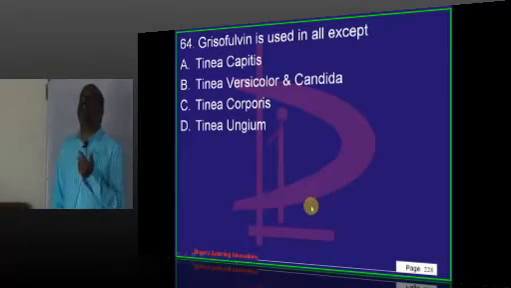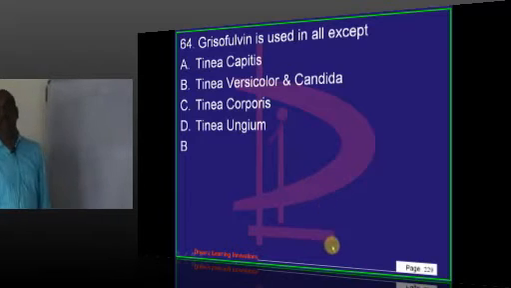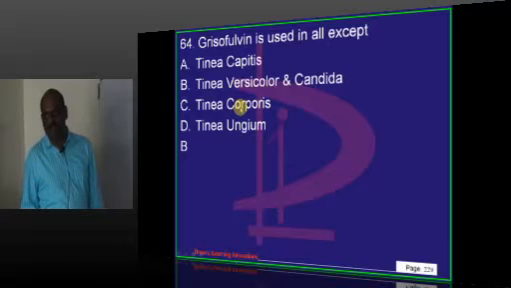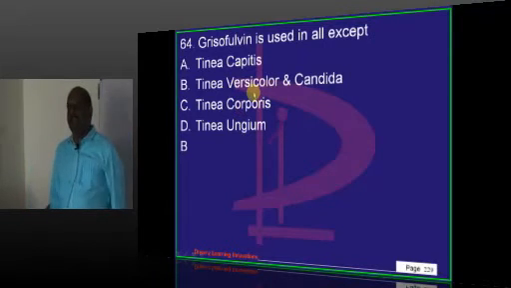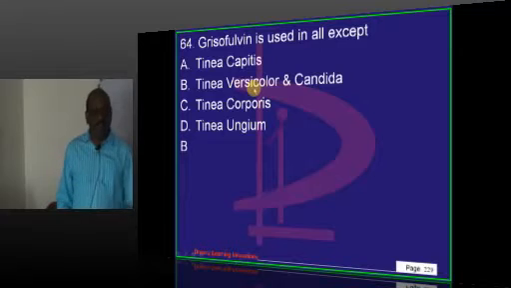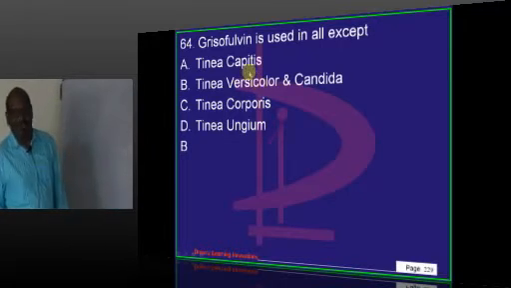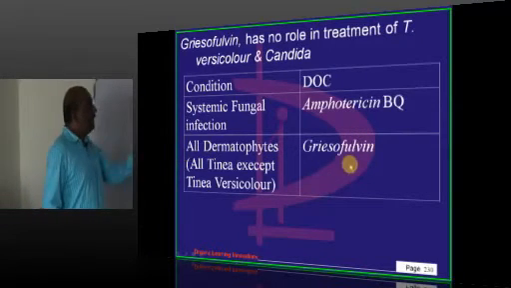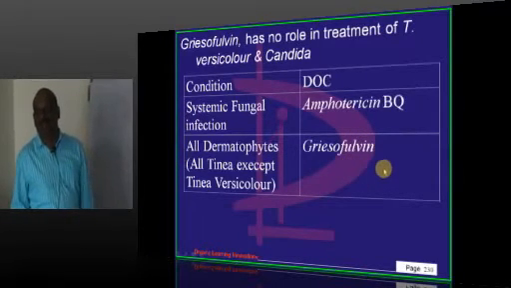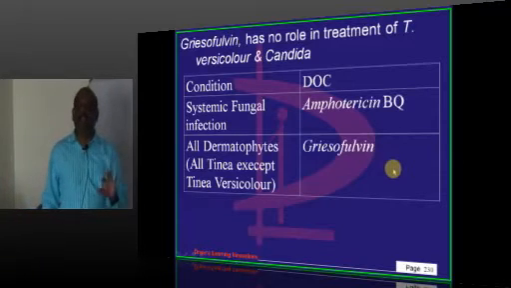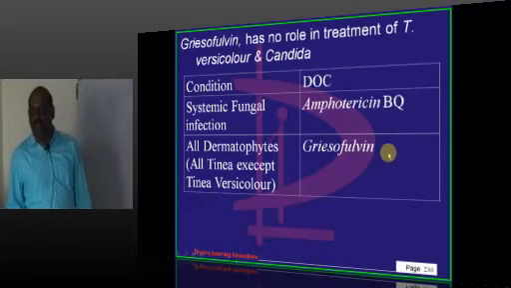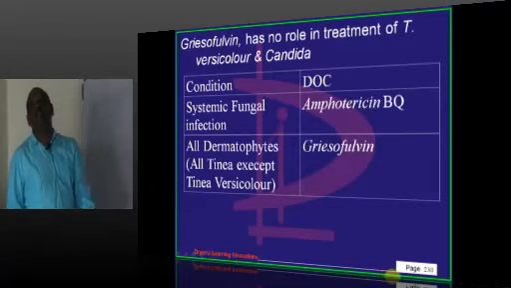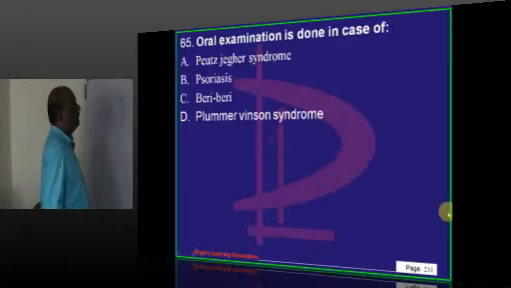Griseofulvin is not effective where? It is not effective for candida. It is not effective for tinea versicolor. But commonly with candida, okay, giving a griseofulvin tablet is a common tendency, right? So systemic fungal infections, amphotericin. All dermatophytes give griseofulvin. Generally our tendency is any itchy lesion in the genital area, we tend to say give griseofulvin and forget about it. You should check what is the underlying cause. All tinea except the tinea versicolor is what you have to basically remember.